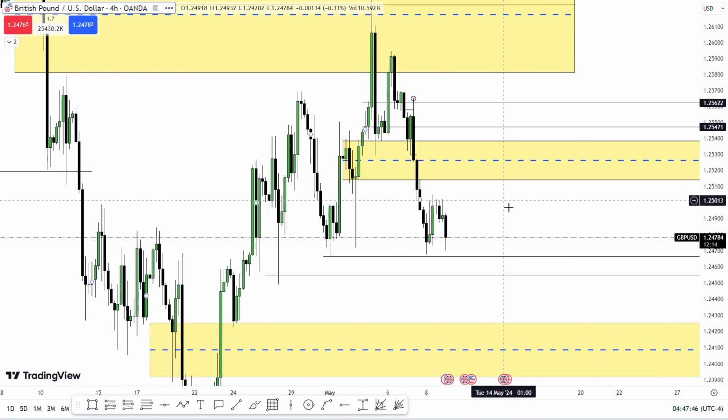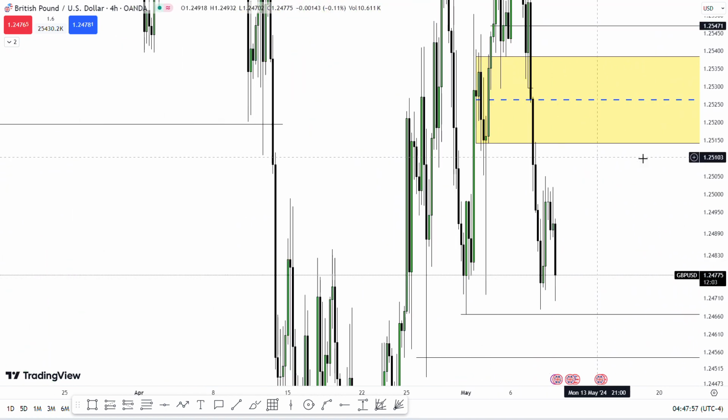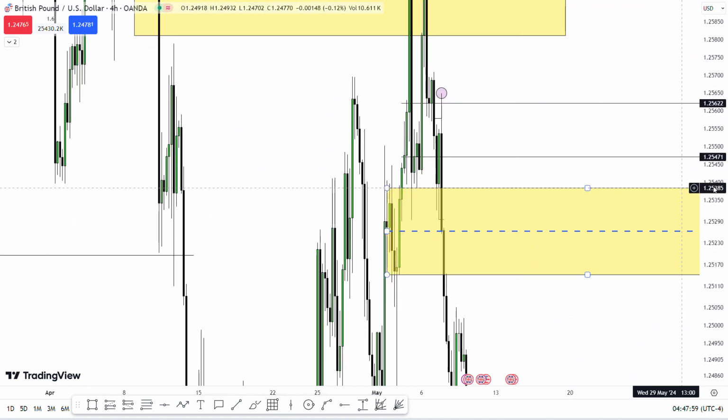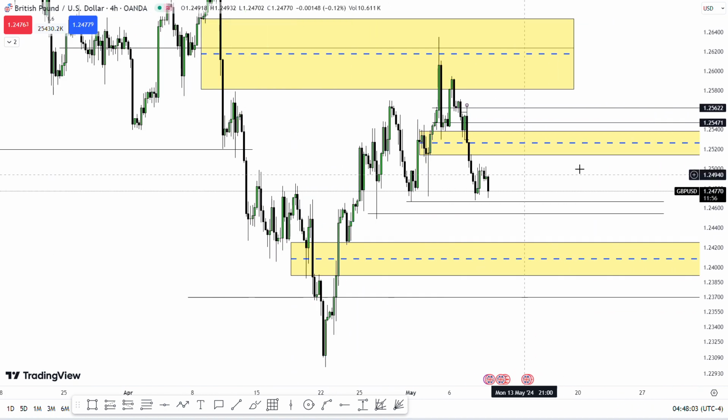Okay, fine. So if we look at the forward time frame, we can see the daily time frame order block level. There is also a forward order block too. So these areas are really strong. Okay, fine. So this is my simple overall view for the GBPUSD for the coming days.